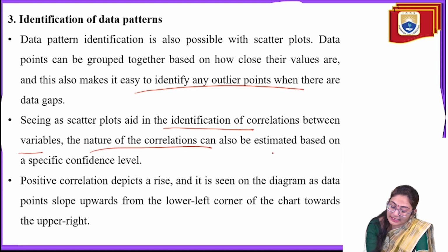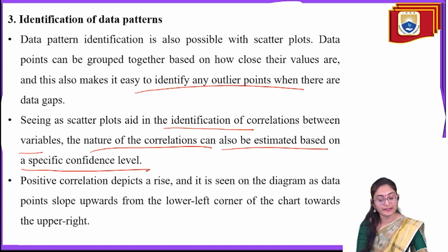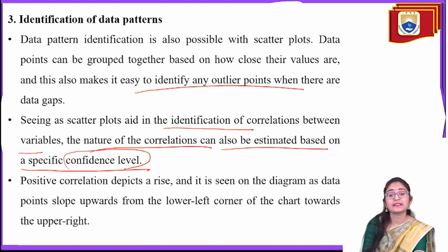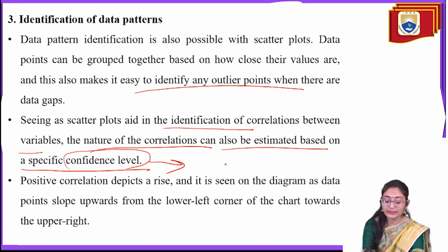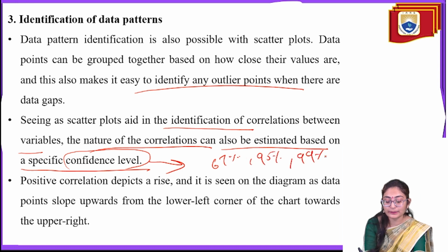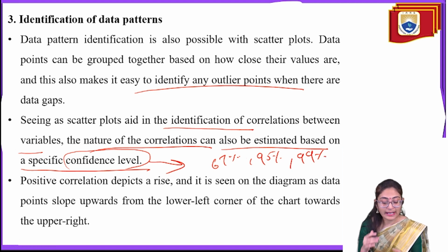And seeing as the scatter plot aids in the identification of correlations between variables, the nature of the correlations can also be estimated based on a specific confidence level. You can identify the nature of the correlations by using the specific confidence level, and when we talk about the confidence level, it will be 67%, 95% or 99%. So here we will see about the confidence level, and the positive correlation depicts a rise.